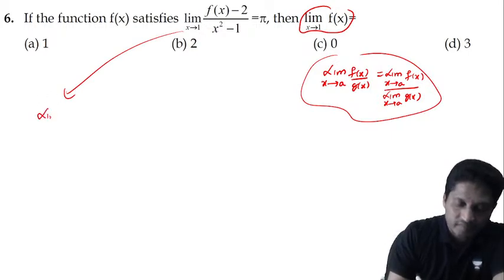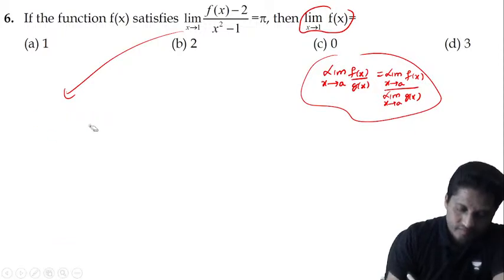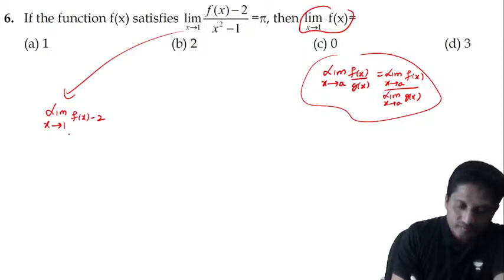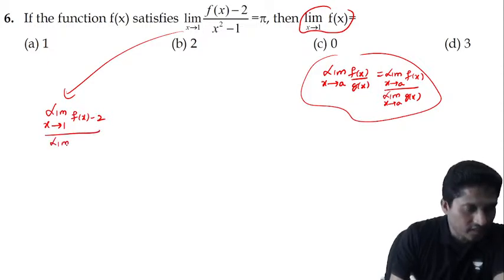the given question can be written as limit x tending to 1 of f of x minus 2 divided by limit x tending to 1 of x square minus 1 is equal to pi.